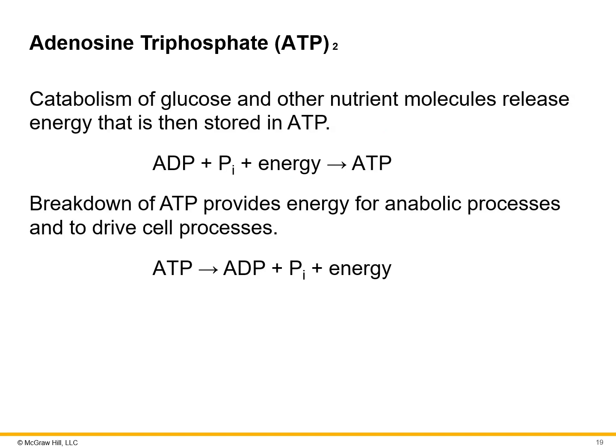So the reactions go like this. In catabolism of glucose, so the breakdown of glucose, that releases energy. That energy is used to add a phosphate to ADP to form that adenosine triphosphate. So it's adding that 3rd phosphate on. Then if energy is needed, say for muscle contraction, ATP is then broken down. We release that 3rd phosphate. Whenever that bond is broken, it releases energy. And we'll be talking more about these as we go through other chapters.